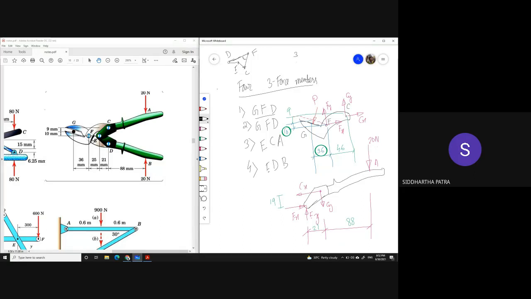So from that you will be able to solve at least part of them. If not, you will be able to have expressions to substitute them in the remaining set of equations. So consider those four moment equations first, and you can take that about E and about F.